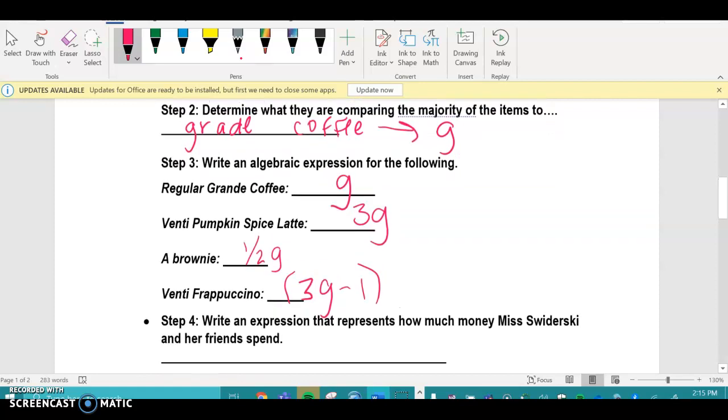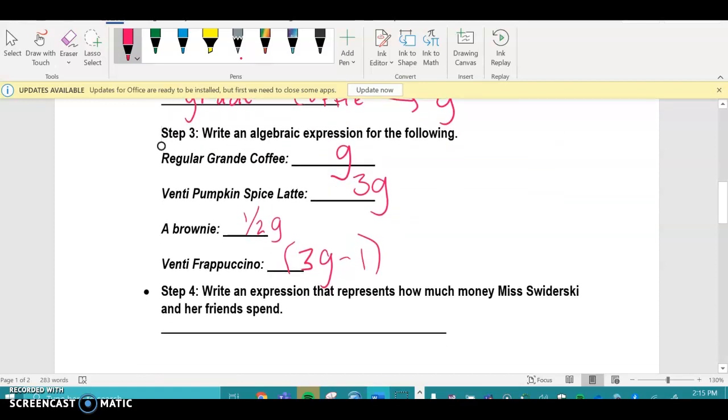Step 4, write an expression that represents how much money Miss Swiderski and her friends spend. Well, the grande coffee, plus however many grande coffees they have, plus she buys the pumpkin spice latte. We don't know how many though, so I'll leave that blank. Plus the brownie she buys, plus the venti frappuccinos, the 3G minus 1, is equal to her total.